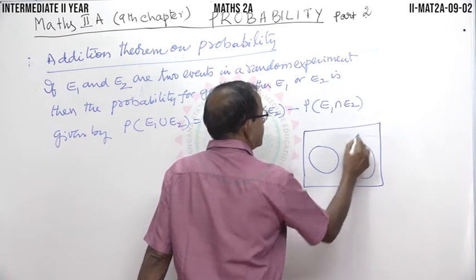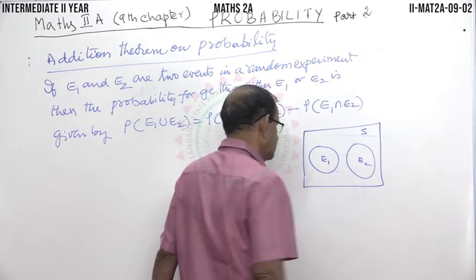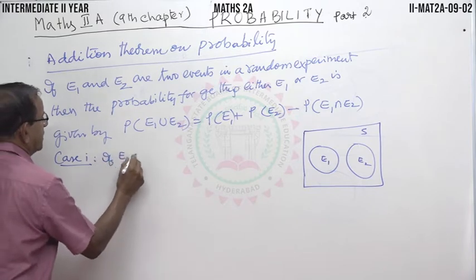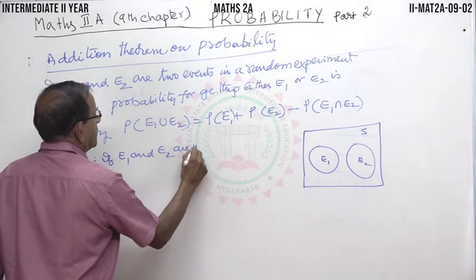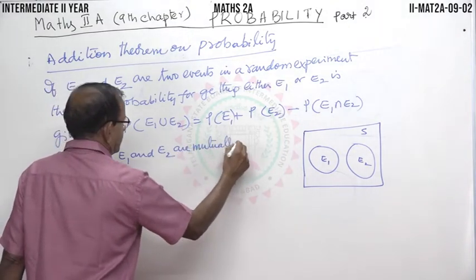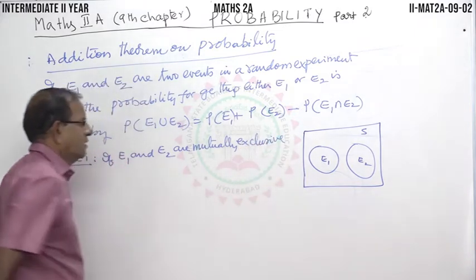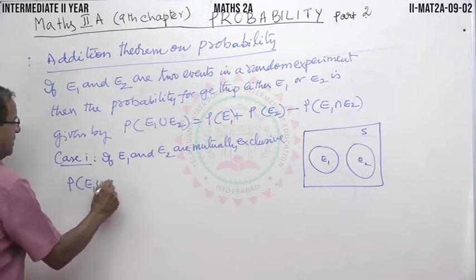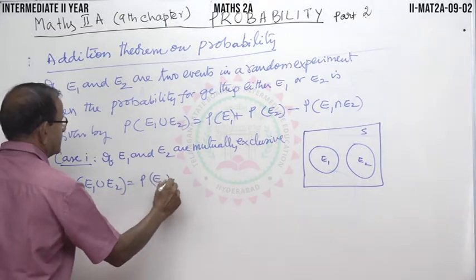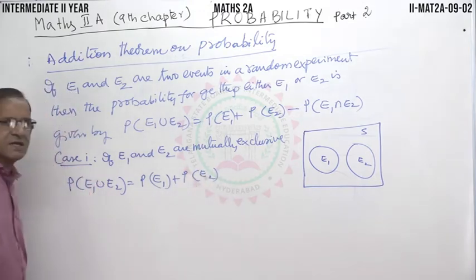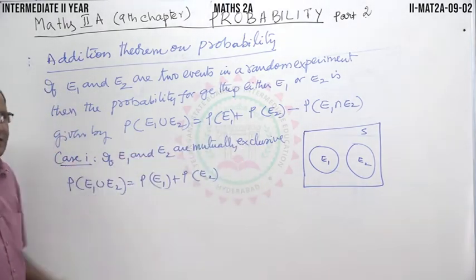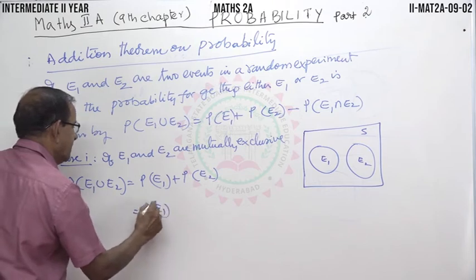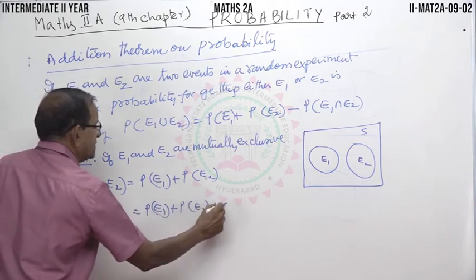This is E1 and this is E2. Now, case 1. If E1 and E2 are mutually exclusive, then what is P of E1 union E2? We know that it is equal to P of E1 plus P of E2 whenever they are mutually exclusive. But it should be in this form. How to write this in that form? That is equal to P of E1 plus P of E2 minus 0, I'll write.